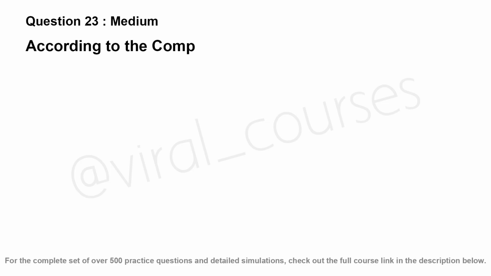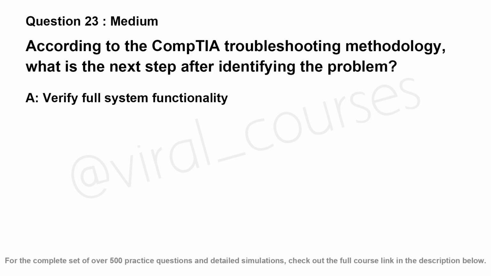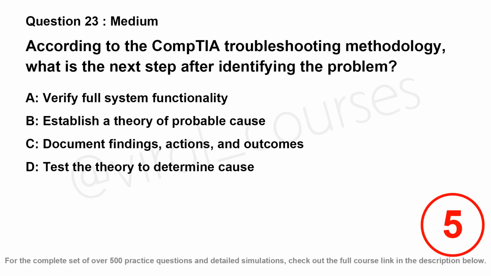According to the CompTIA troubleshooting methodology, what is the next step after identifying the problem? Option A. Verify full system functionality. Option B. Establish a theory of probable cause. Option C. Document findings, actions, and outcomes. Option D. Test the theory to determine cause.